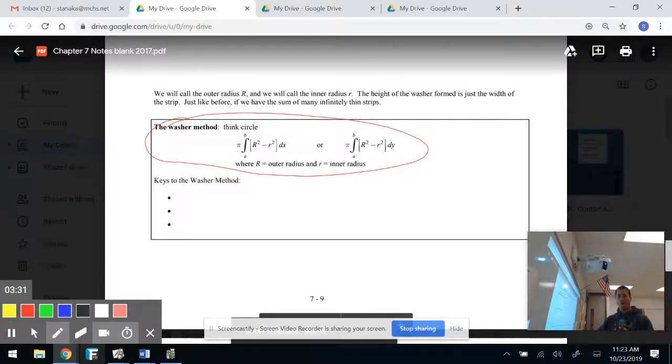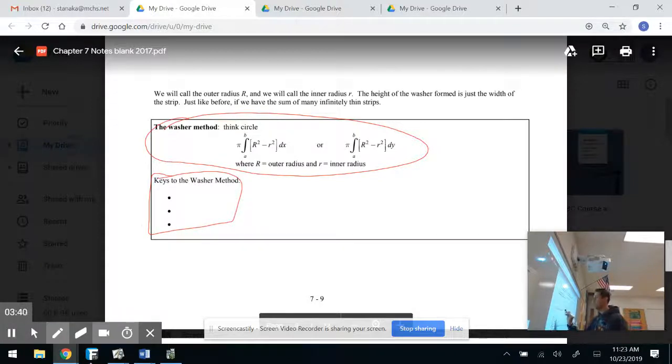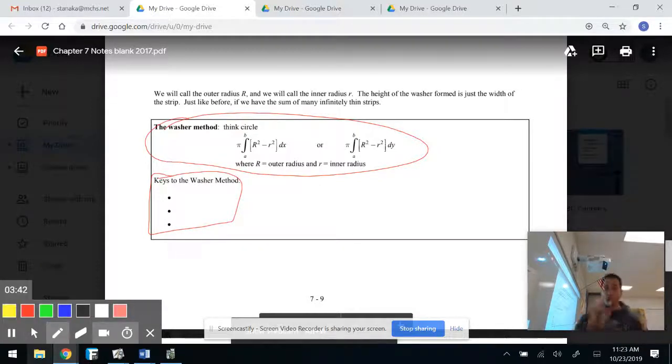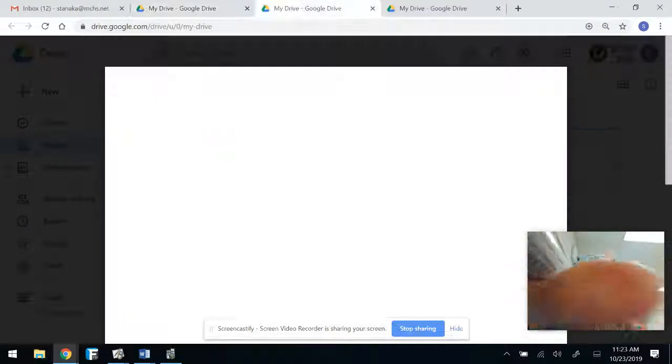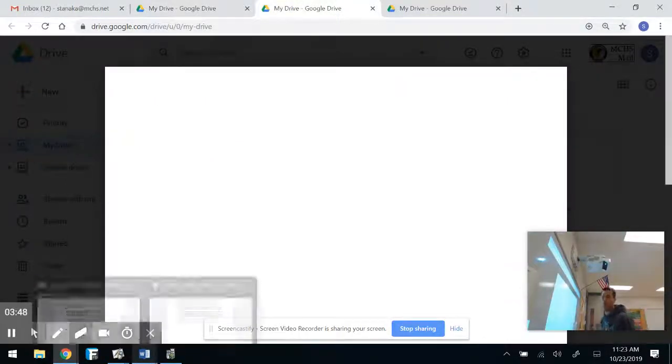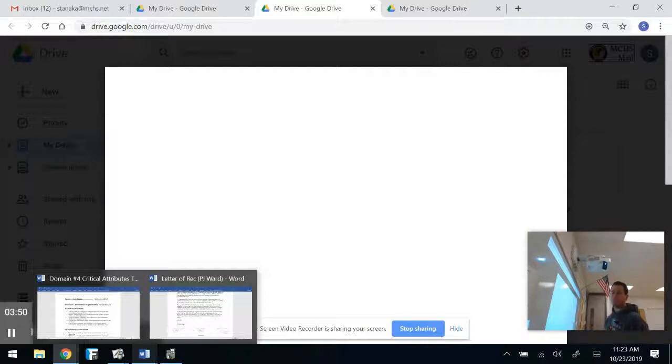So if I were to revolve things, remember we get things that are circular. It could be a disc. Now we're learning that it could actually be a washer. Now there are keys that you want to pay attention to when using the washer method. You need to write those out yourself. Now, how are you going to figure out how to write those out? Well, we have a beautiful blank canvas here, and we're going to work on some problems, okay?